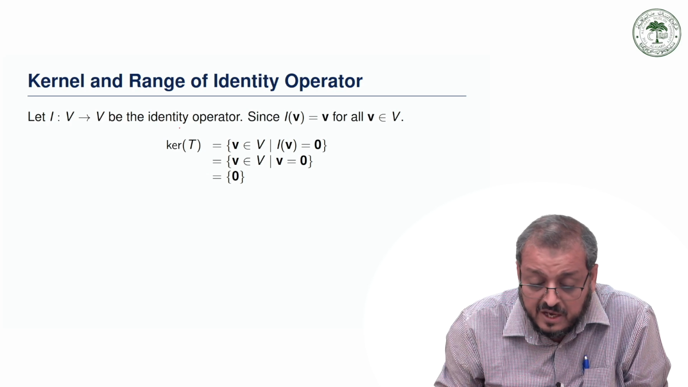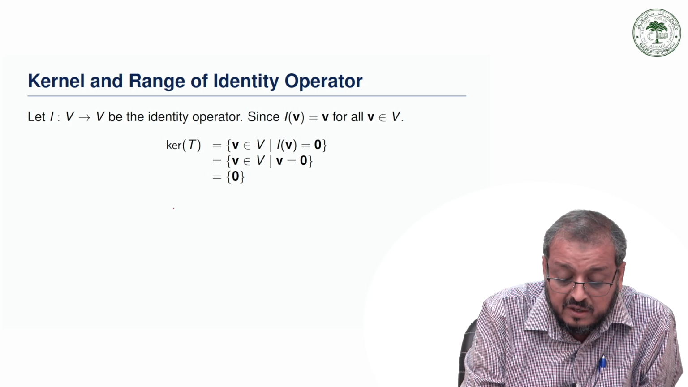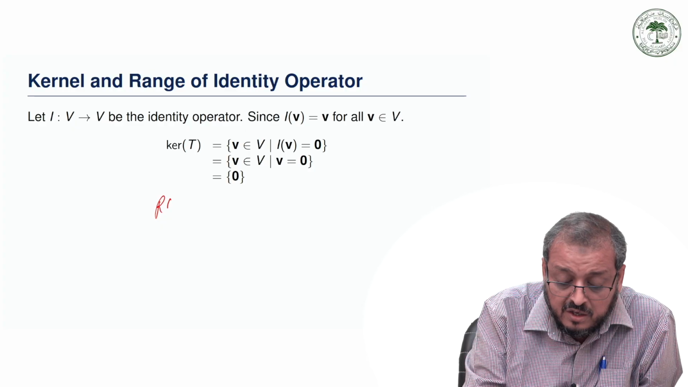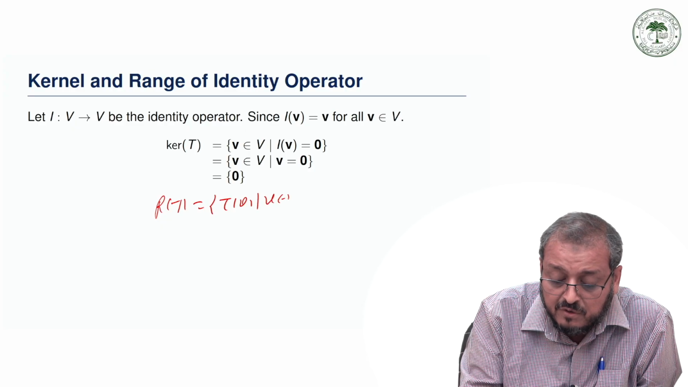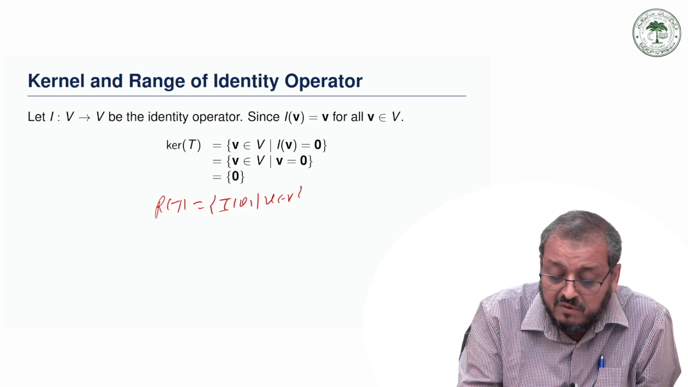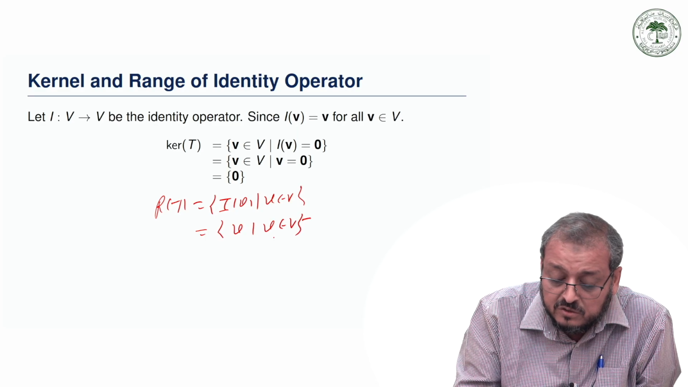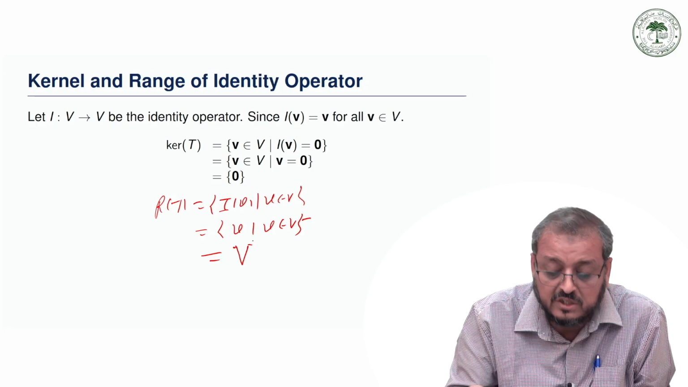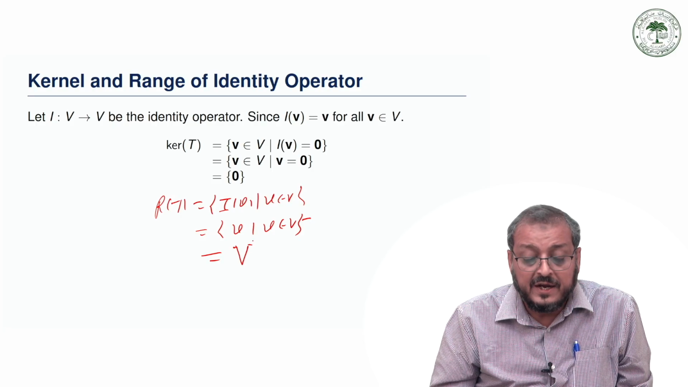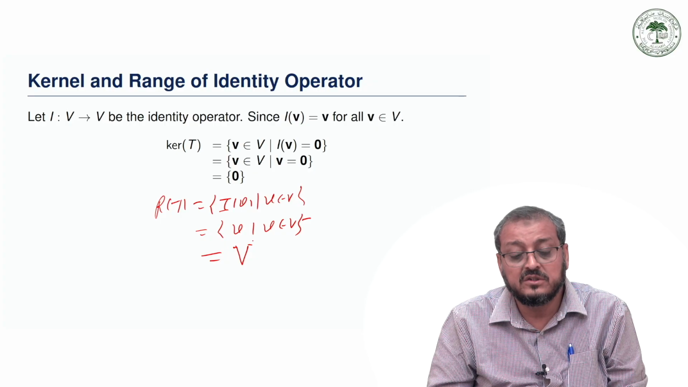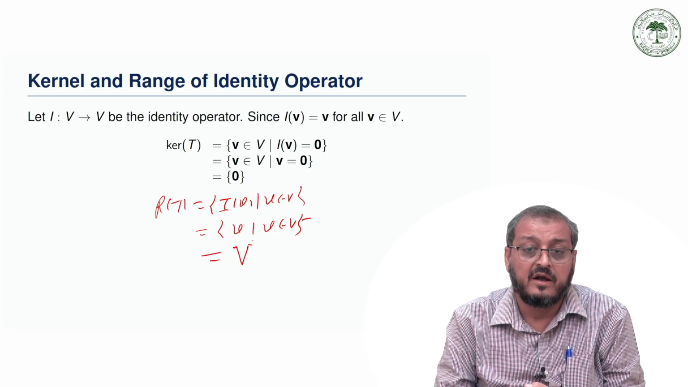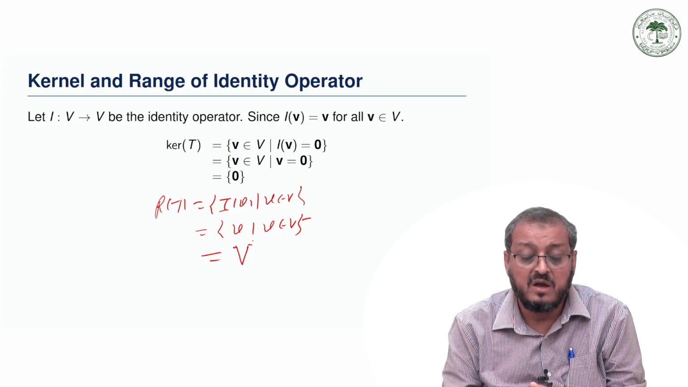Okay, now if we take the range of T, it is the set of the form T of V, where V is an element of V. In place of T we have I, and this is nothing but V such that V is an element of V. So this is the whole vector space in this case. So we get that the range of T for the identity operator is the whole vector space, and the kernel in this case is only the zero subspace.